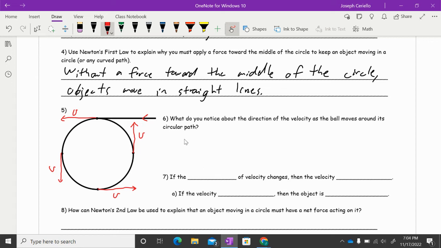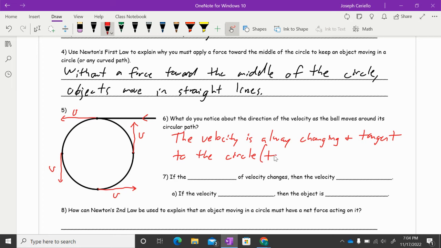So the important thing to note is the velocity is always changing, and tangent to the circle. It's sometimes referred to as tangential velocity.